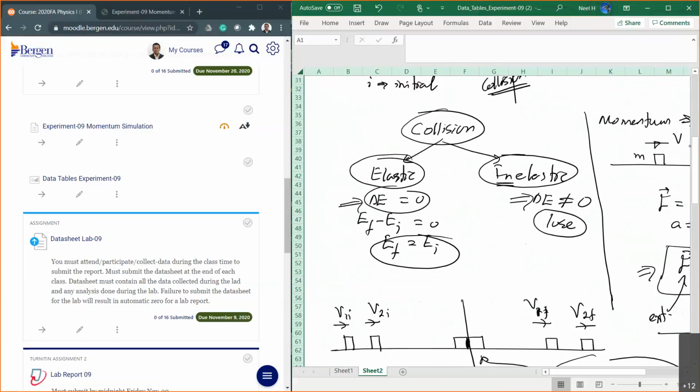So that's the plan for the experiment. The only important thing to measure is the time. That's the only variable, along with the length of the carts and the mass of the carts, but those we measure only once. The time we have to measure depending on the collision. We're going to study different types of collisions.